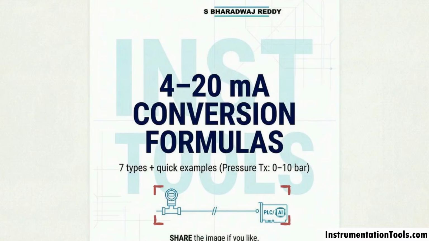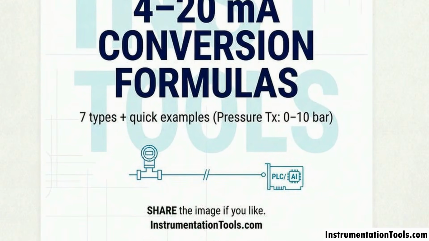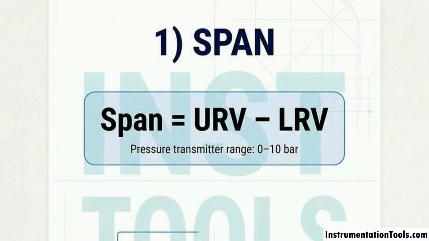Exactly how does a physical change inside a pipe, like fluid pressure, turn into a precise electrical signal that a computer can read? To understand the process, we'll use a standard example, a pressure transmitter calibrated to a range of 0 to 10 bar. Our first step is to define the total physical window of that instrument by calculating the span.